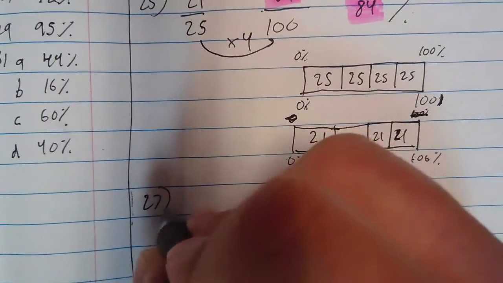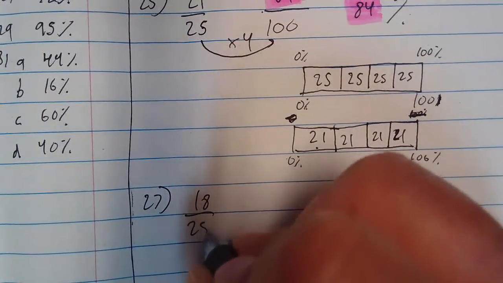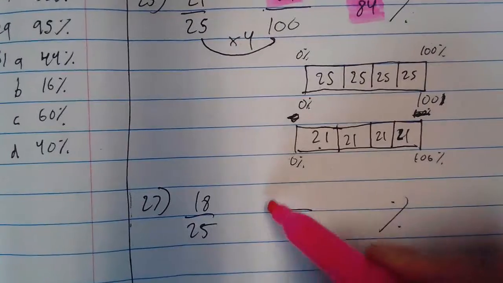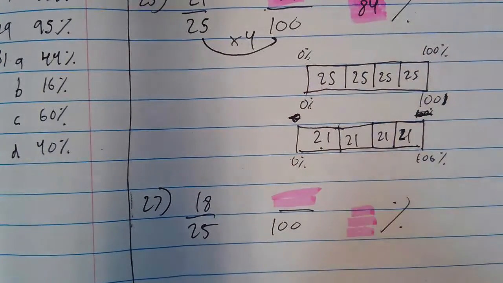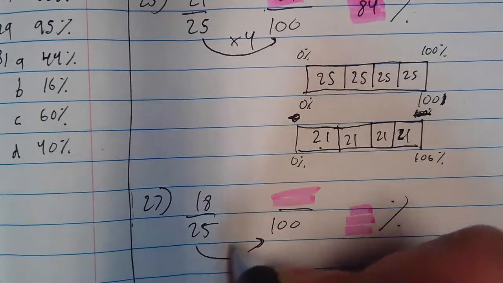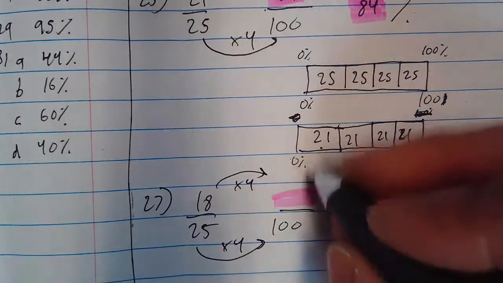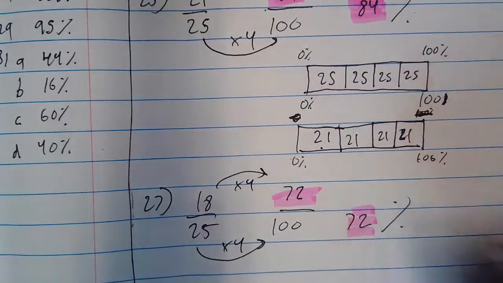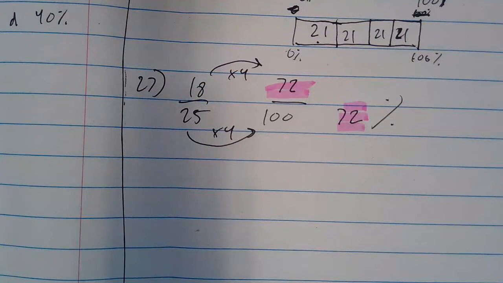All right. 27. 18 25ths. All right. We want percent. Okay. 18 times 4 is, let's see, 4 times 8 is 32. I want to say 72. That's 72%. Easy peasy.